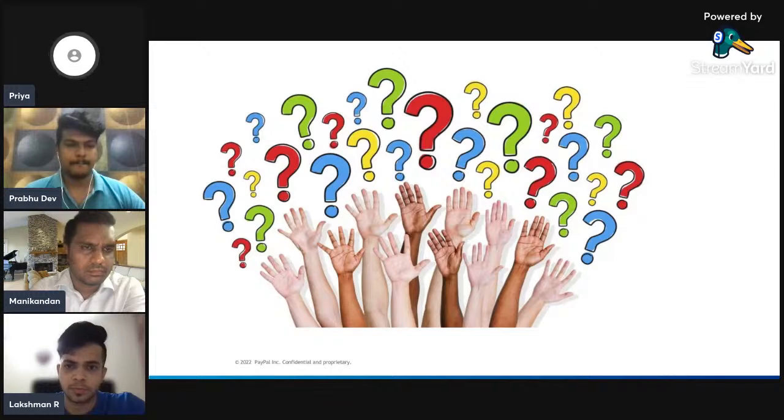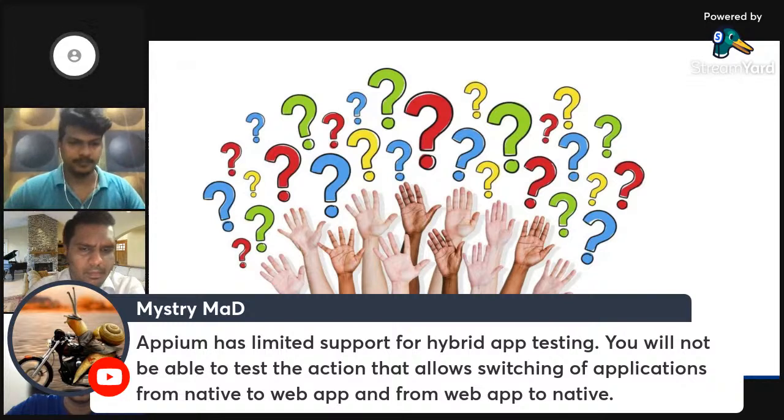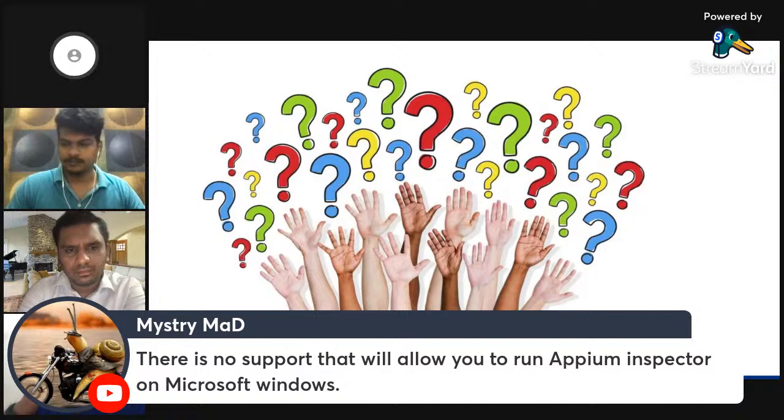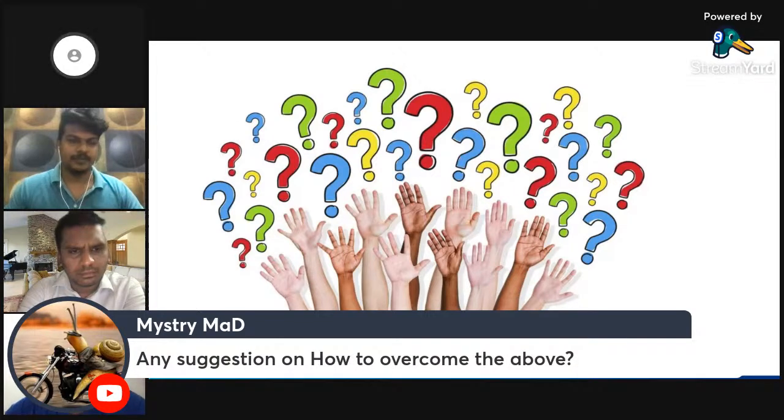So the first question that we have gotten is: Appium has two disadvantages. It has limited support for hybrid app testing. You will not be able to test the action that allows switching of applications from native to web and from web to native. And there's no support that allows you to run the Appium Inspector on Microsoft Windows. They want to ask whether we can overcome these two disadvantages, or whether there is any framework that does not have these disadvantages.